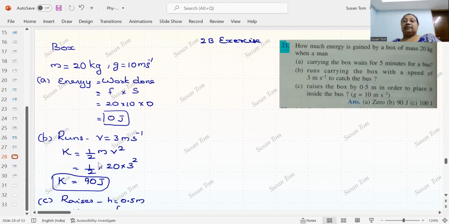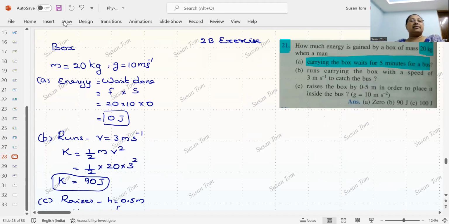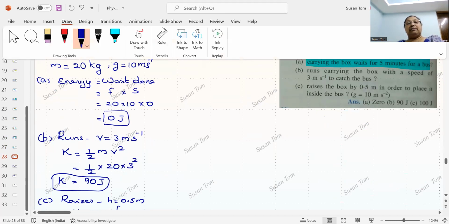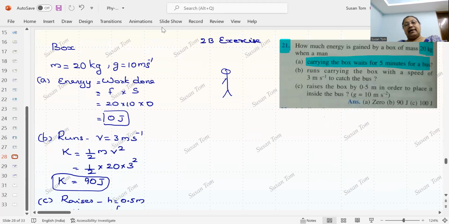Question 21. How much energy is gained by a box of mass 20 kg when a man carrying the box waits for 5 minutes for a bus? Children, a man is standing and holding a bag in his hand. That's it. He is holding a bag in his hand and standing there.